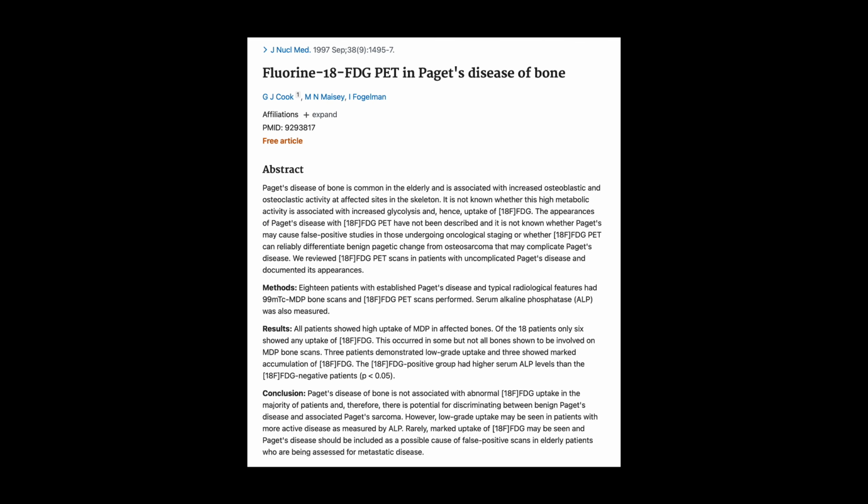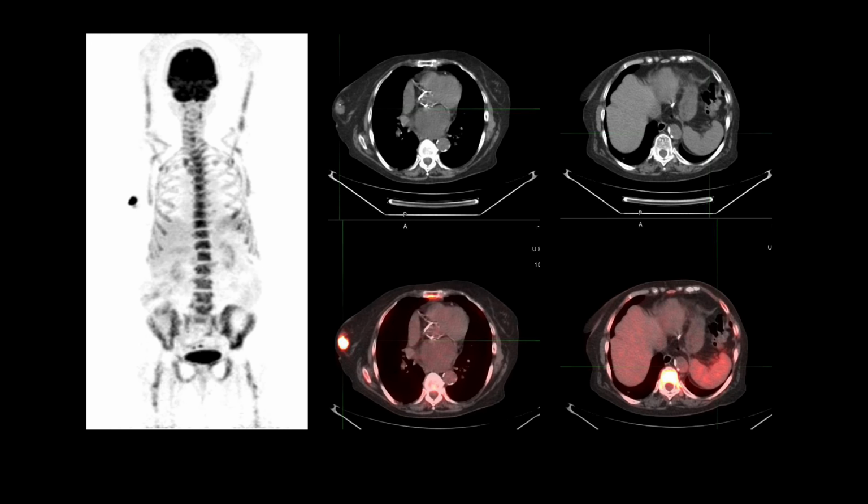Here is a good article on this topic. Here the authors conclude that Paget's disease of bone is not associated with abnormal FDG uptake in the majority of patients. They also say that rarely marked uptake of FDG may be seen, and Paget's disease should be included as a possible cause of false positive scans in elderly patients who are being assessed for metastatic disease.